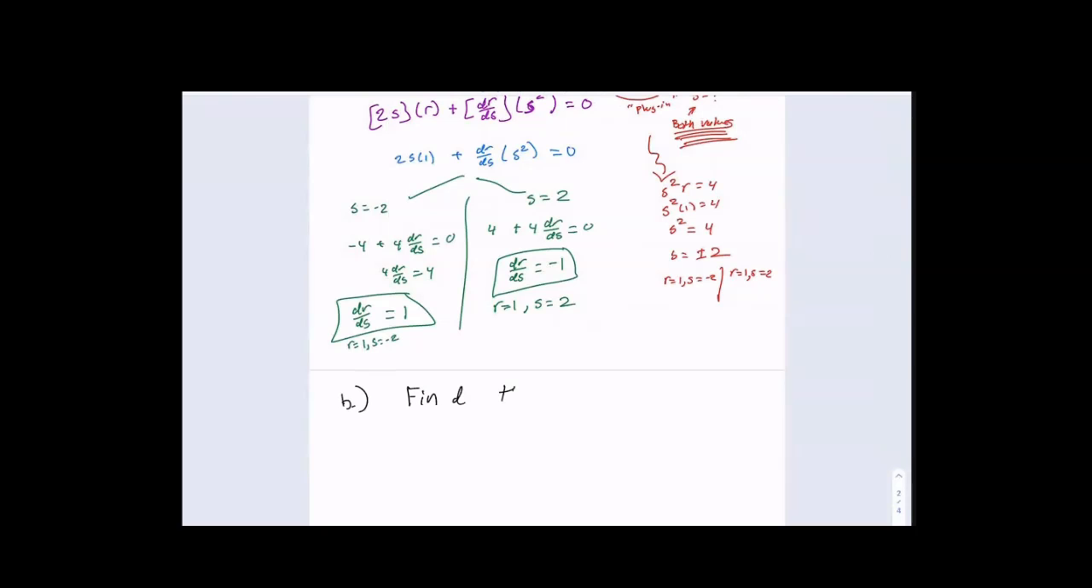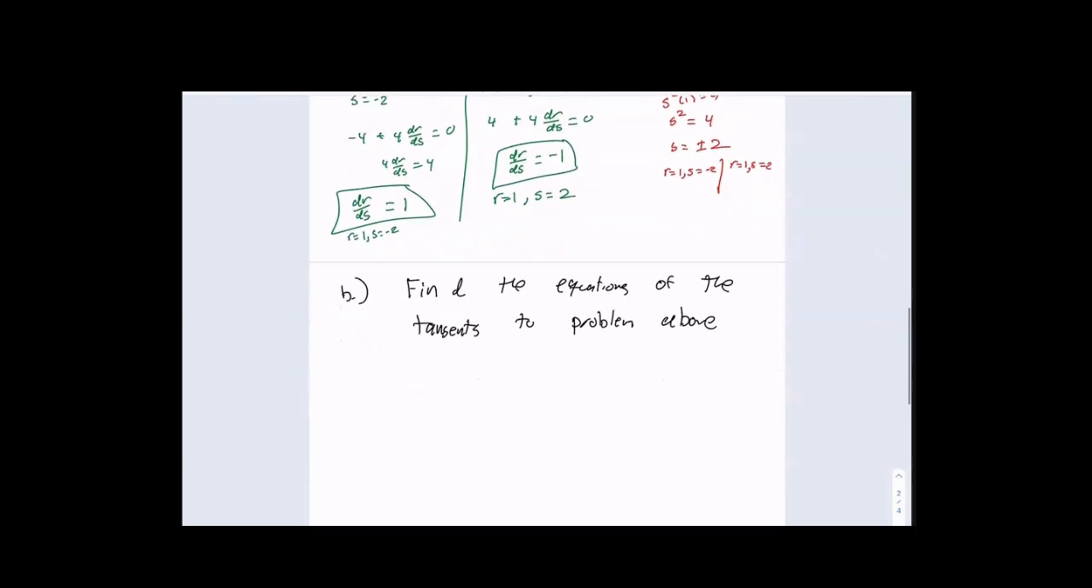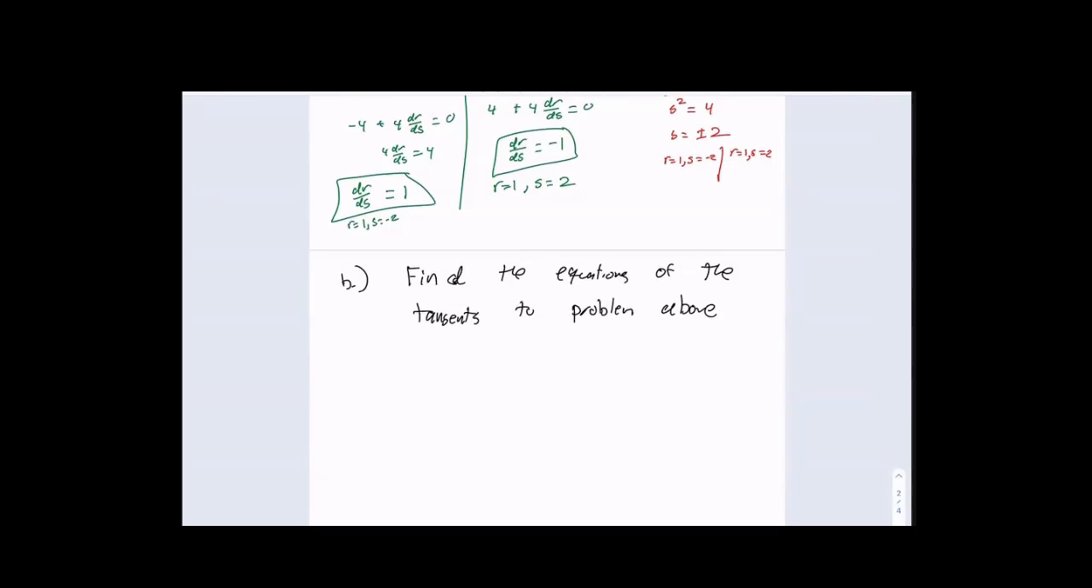Find the equations of the tangents to the problem above. Okay, so tangent lines. Now this kind of also throws people off because they're like, why? Tangent lines can only be y equals mx plus b.